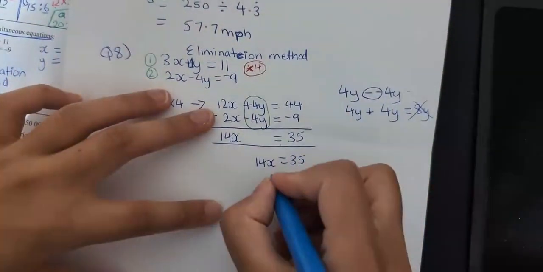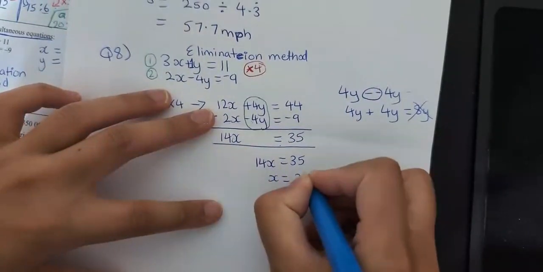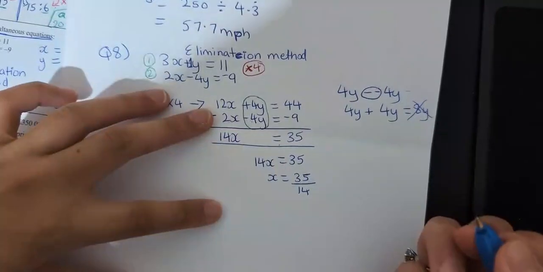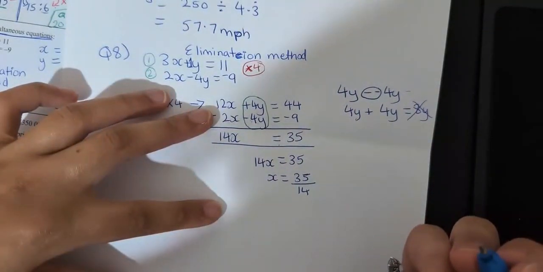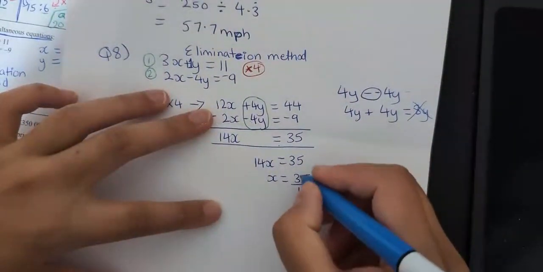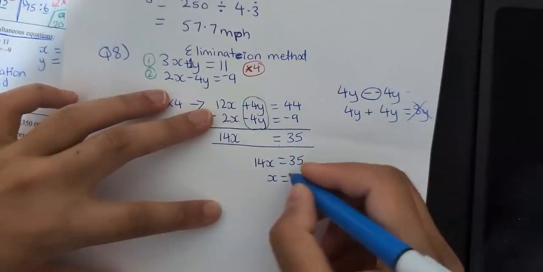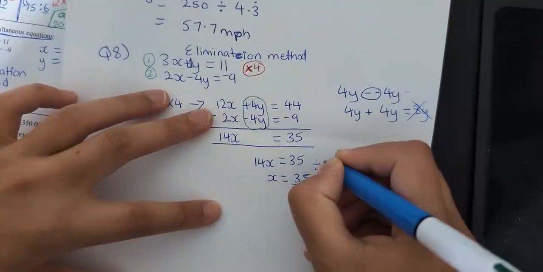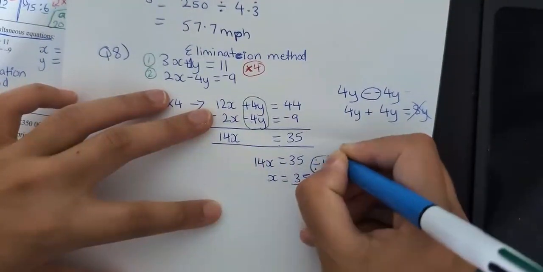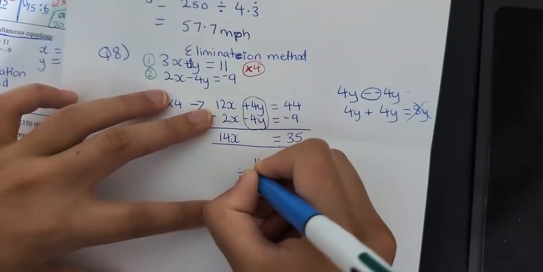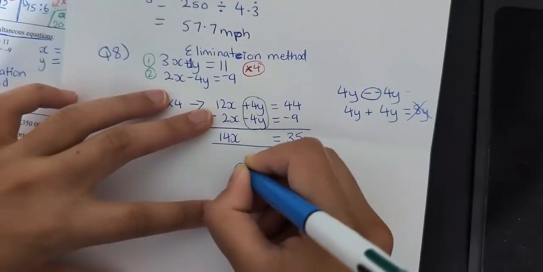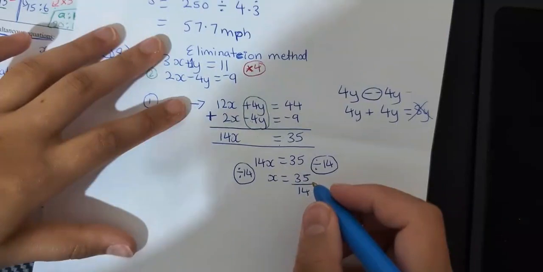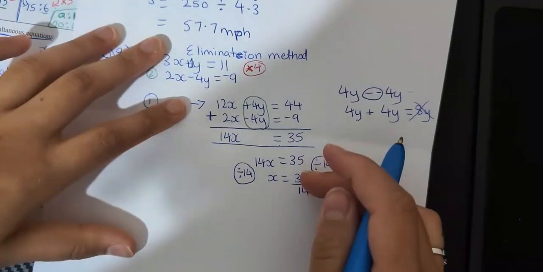Brilliant, that's it. 35 divided by 14. Okay, we can leave it as a fraction as well, and simplify it if it doesn't go into it fully. So I'm going to divide both sides by 14, here and here, and then what do we think we are left with if we simplify this?